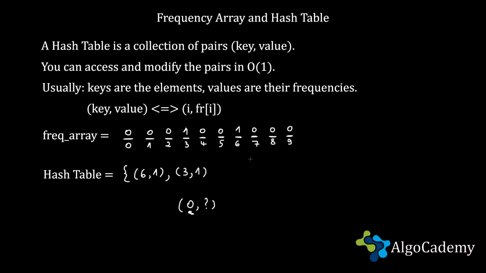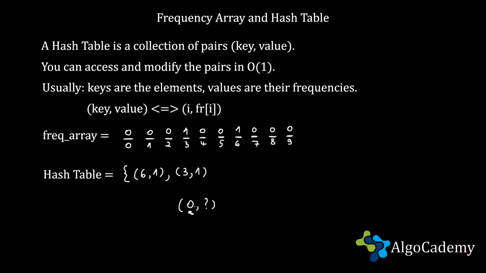So the first difference between these two that I want you to notice is that when building the frequency array, I needed to have in memory one element for each possible value that is going to be eventually inserted in our collection. In the hash table, I don't need that. I can just look at the pairs, and if I don't have a pair with that specific key, I know that the answer is 0.